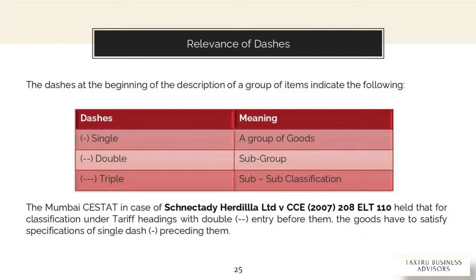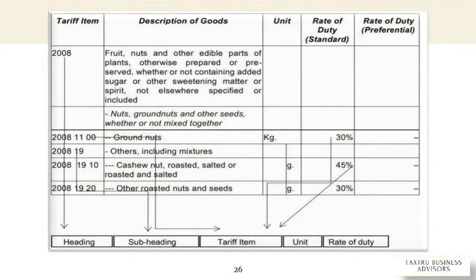First you read the section, then you read the heading, then you read the chapter, then you go to that particular heading, subheading, then there might be a sub classification to that subheading as well. This is the example. Now this is the tariff module in which it is how it is given. So first thing is tariff item, second thing is description of goods, third is unit, fourth one is rate of duty, and fifth one is rate of duty preferential.